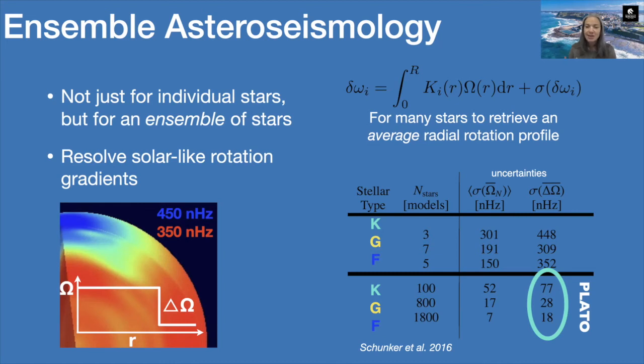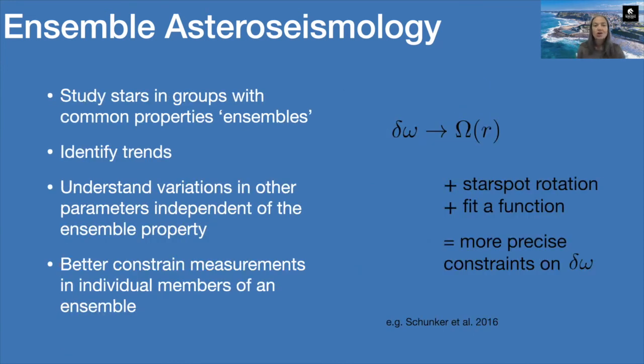And so you can see that the uncertainties are on the order of or smaller than the gradient we observe in the sun. So the sun is a moderate rotator and it has a moderate differential rotation. So we can really push it down to sun-like stars. So this is quite a promising avenue. So with ensemble astroseismology, we study stars in groups with common properties. Before I chose stellar type, but this could be anything: mass, temperature, rotation rate.